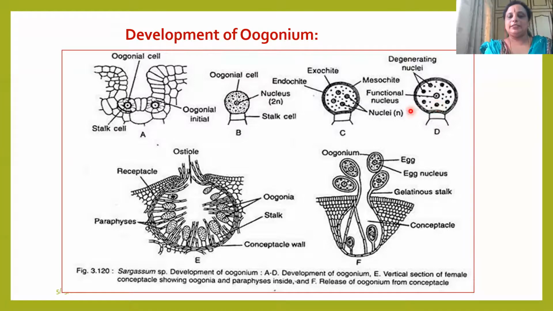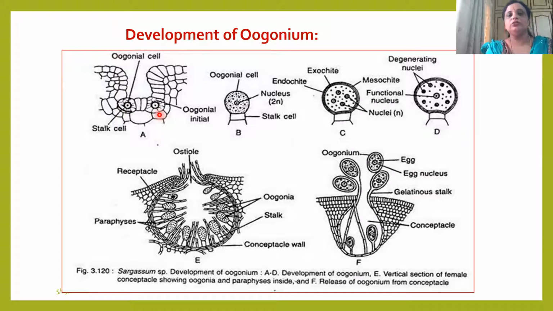At the same time, we have to remember that this oogonium is sessile. What is the meaning of sessile? They don't have any stalk-like structure. However, during the process of transverse division, one stalk cell would have been formed, but it is not the true stalk of this particular oogonial cell. They are sessile, so they are embedded inside the wall of this particular cavity. All this procedure is happening inside the wall of the conceptacle.